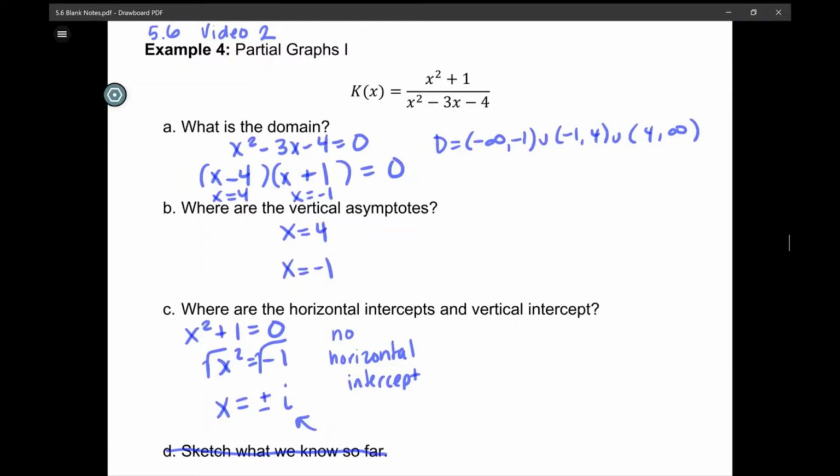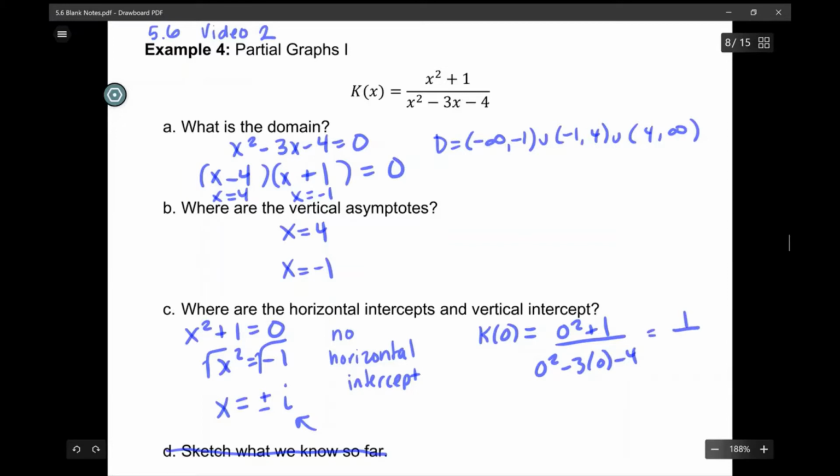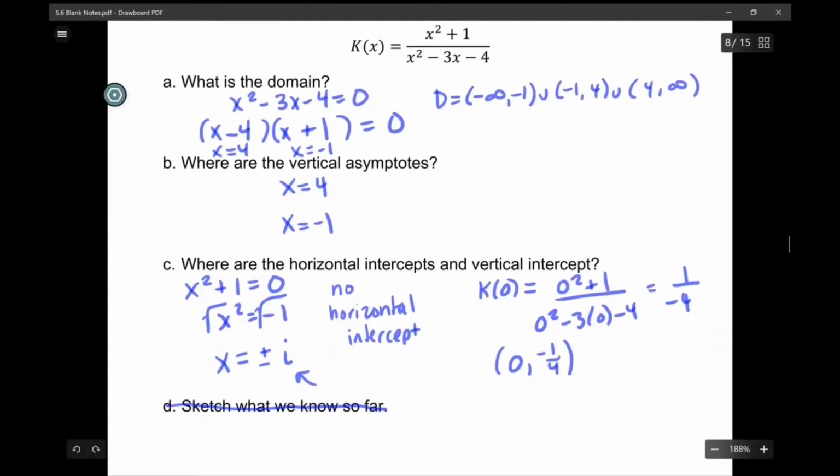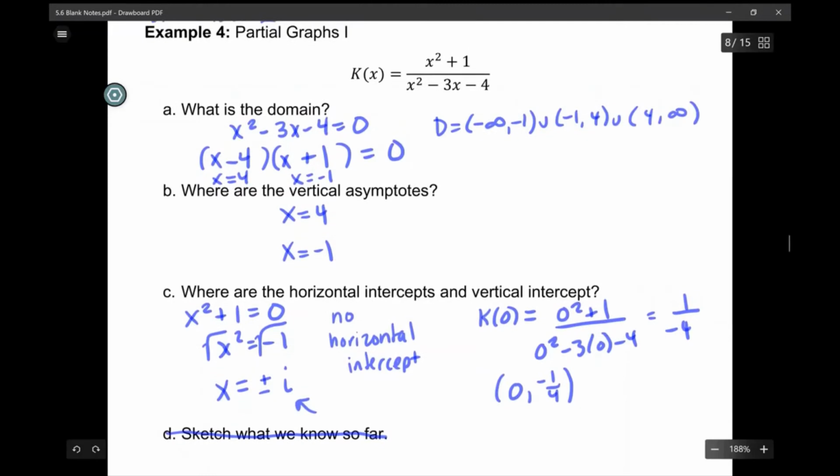All right, how do we find the vertical intercept? Well, we're going to take k evaluated at 0. So that's 0 squared plus 1 over 0 squared minus 3 times 0 minus 4, which is 1 in the numerator and -4 in the denominator. So x equals 0, y equals -1/4, and that's going to be your vertical intercept. This is a pretty interesting graph. I said to sketch what we know so far, but we don't know too much. So what we're going to do now is go over to Desmos and look at a graph of this.